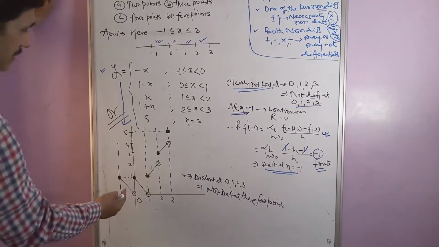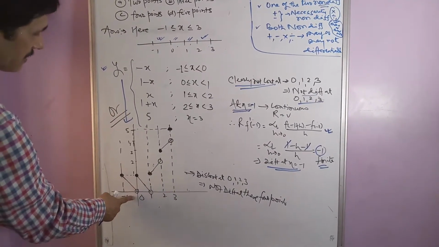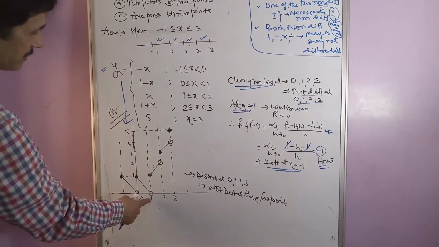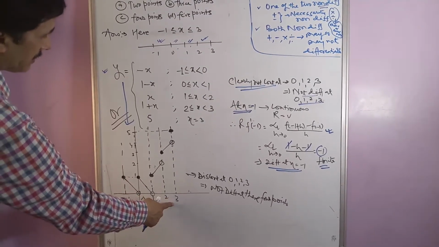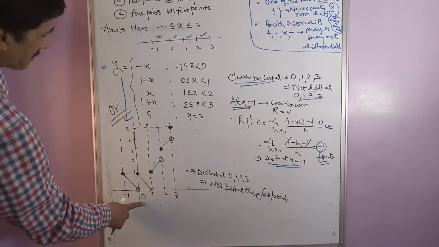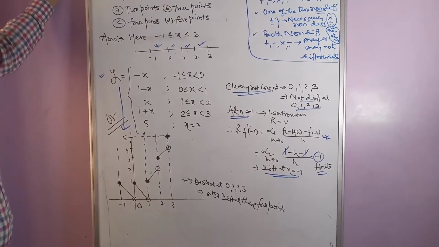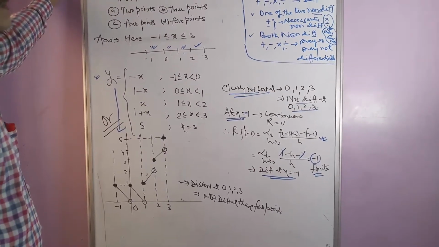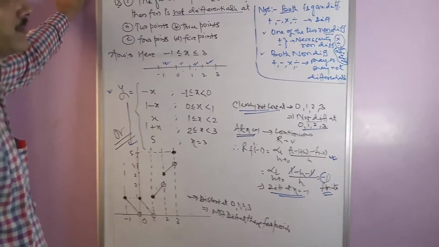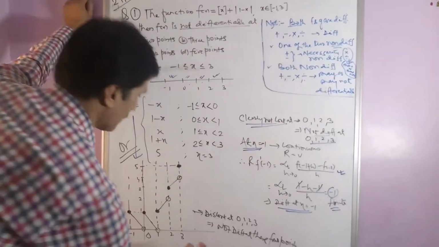Clearly there is a jump at 0, at 1, at 2, at 3, so discontinuous at x equal to 0, 1, 2, 3. If the function is discontinuous at 0, 1, 2, 3, so necessarily non-differentiable at that point. That's it.